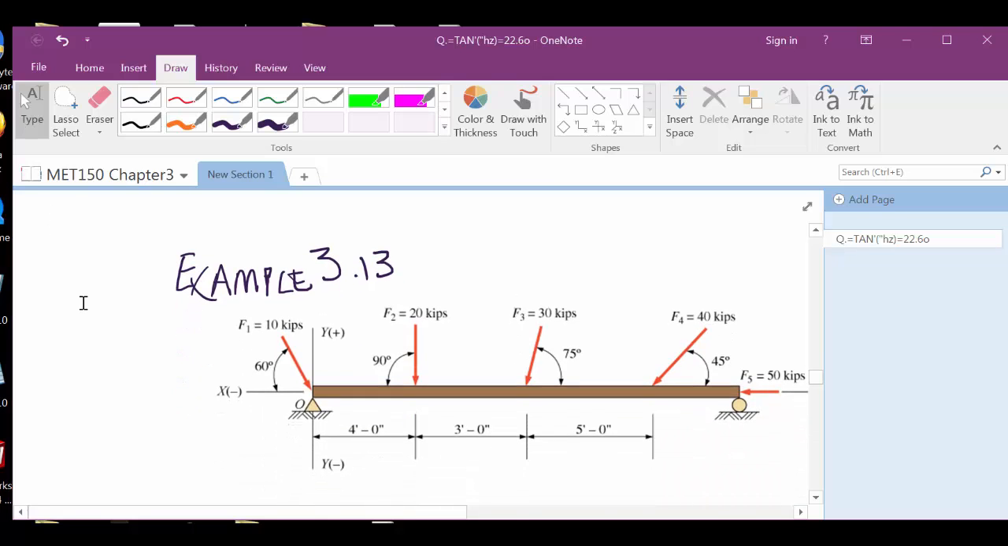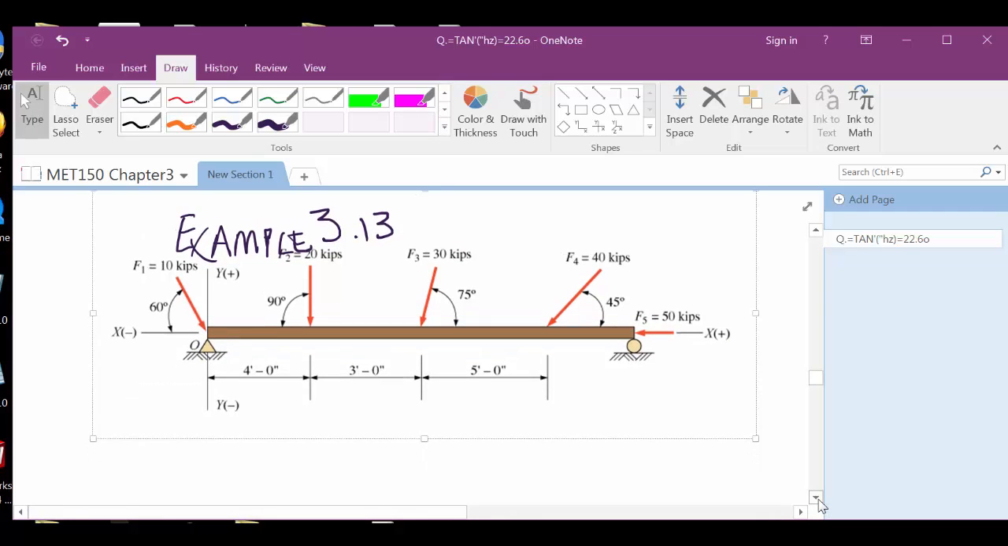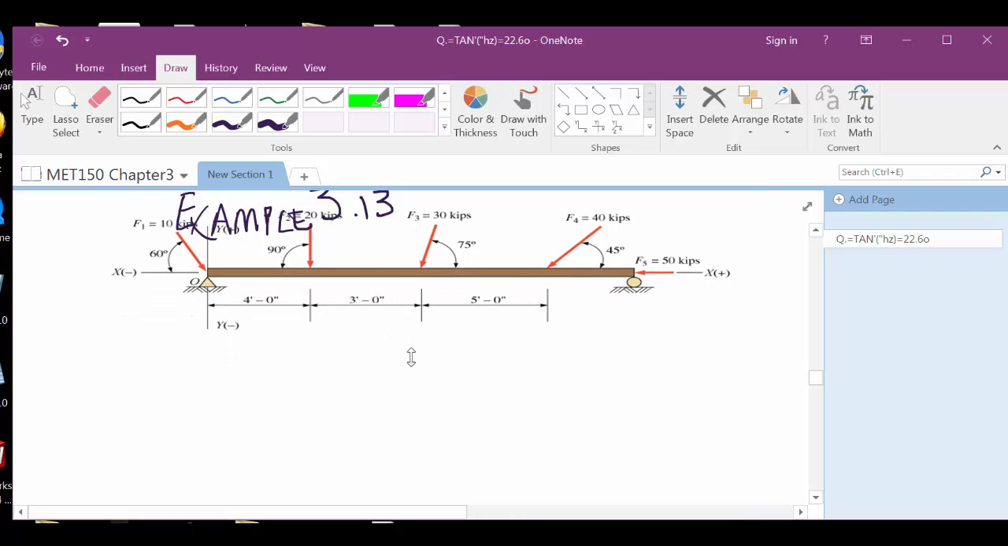So, example 313 in the book. I'd really like that to be smaller. I'll just go over here a little bit. So what's going on with this one? Well, it's the same thing that we've been doing, but different. Okay? So if we drew that picture, let's see if I can make this a little bit smaller.